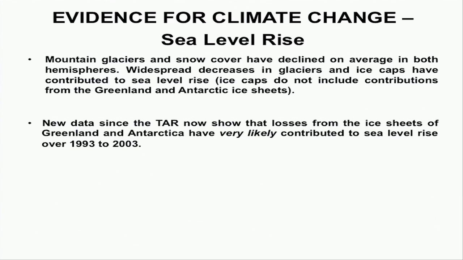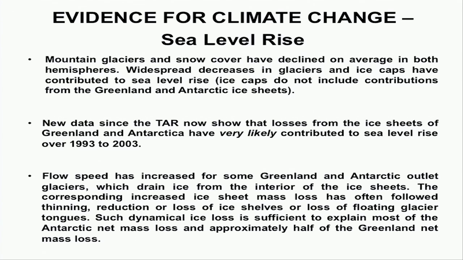In the third assessment report, data that was new then showed that losses from the ice sheets in Greenland and Antarctica had very likely, in their words, contributed to sea level rise between about 1993 to 2003. So the data set there showed it was very, very likely that those losses, based on calculations of the additional water volume provided by those melts, had actually increased sea level.